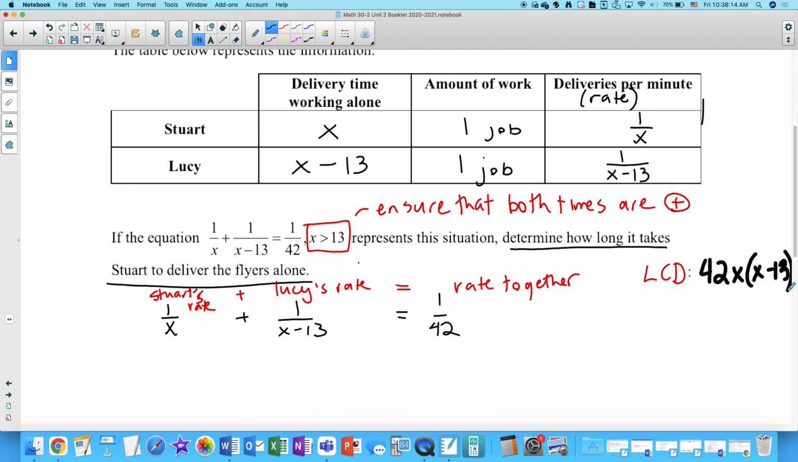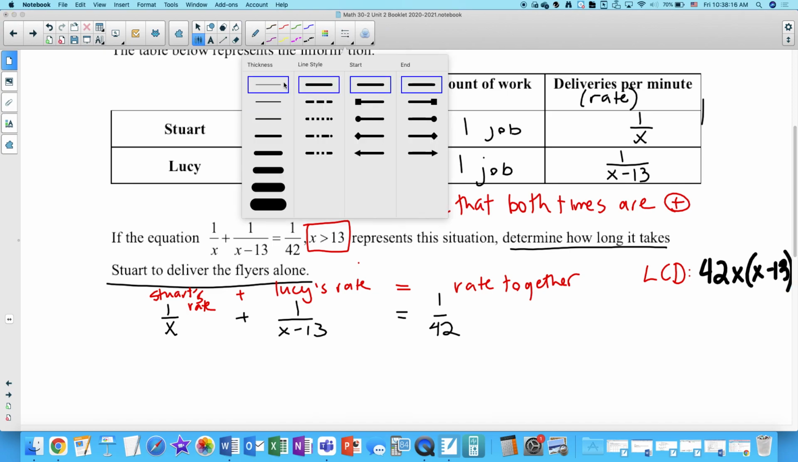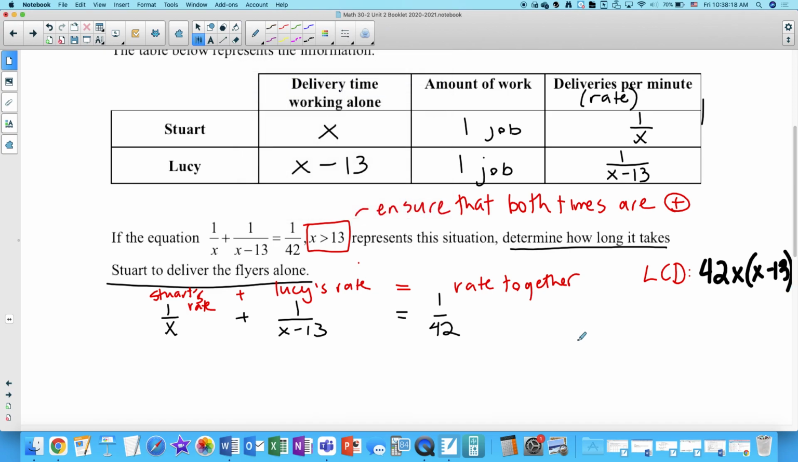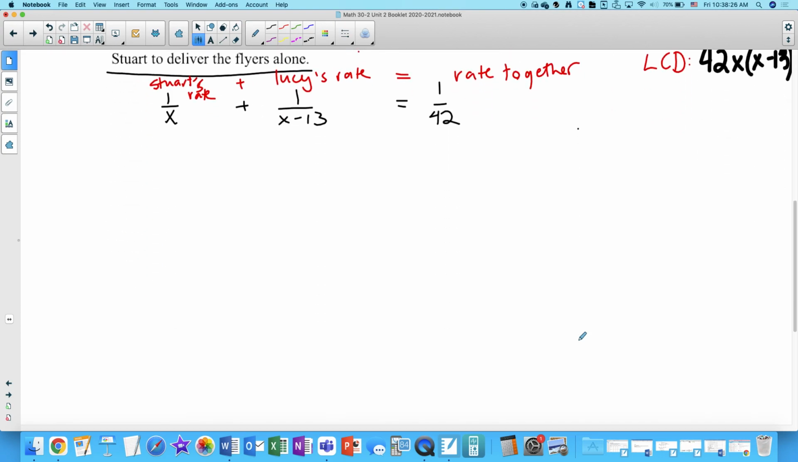Except I don't want it to be that thick. Okay. Once we know the LCD, we can multiply everything by that LCD. So I'm going to actually rewrite this a little bigger, because it's going to get all squished here. Or maybe just a little bit more spread out.